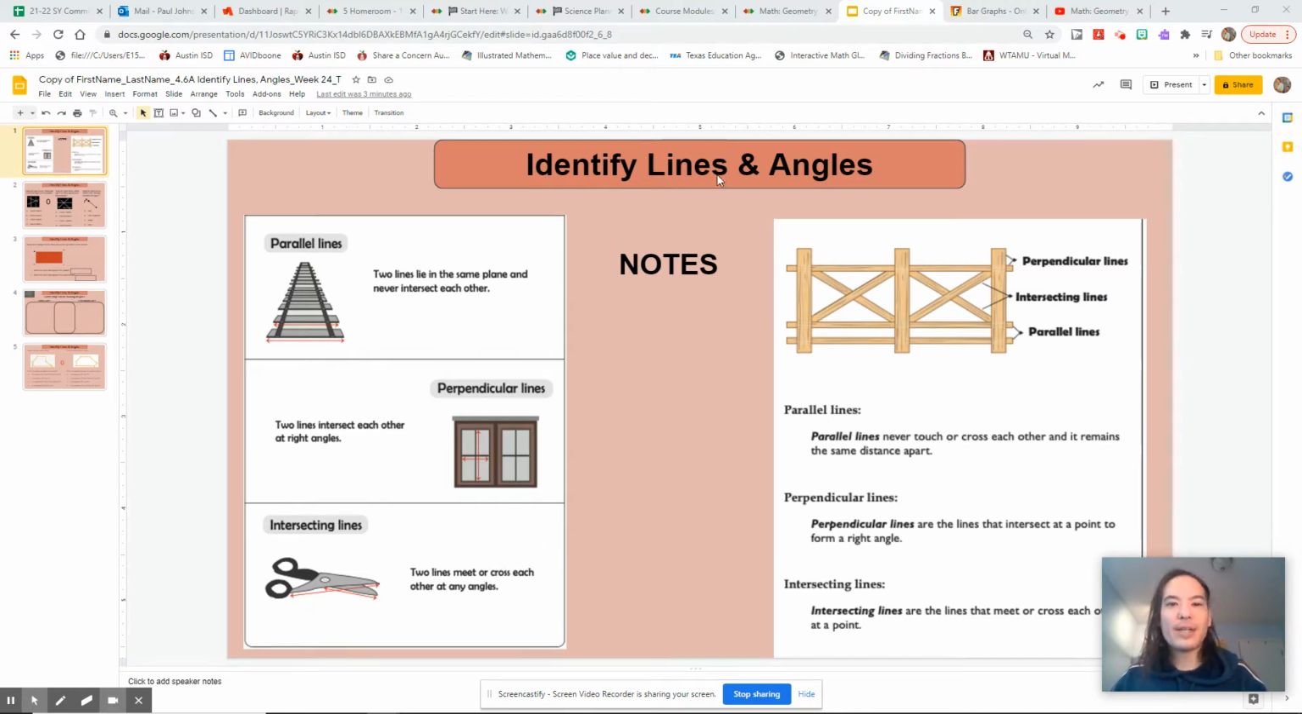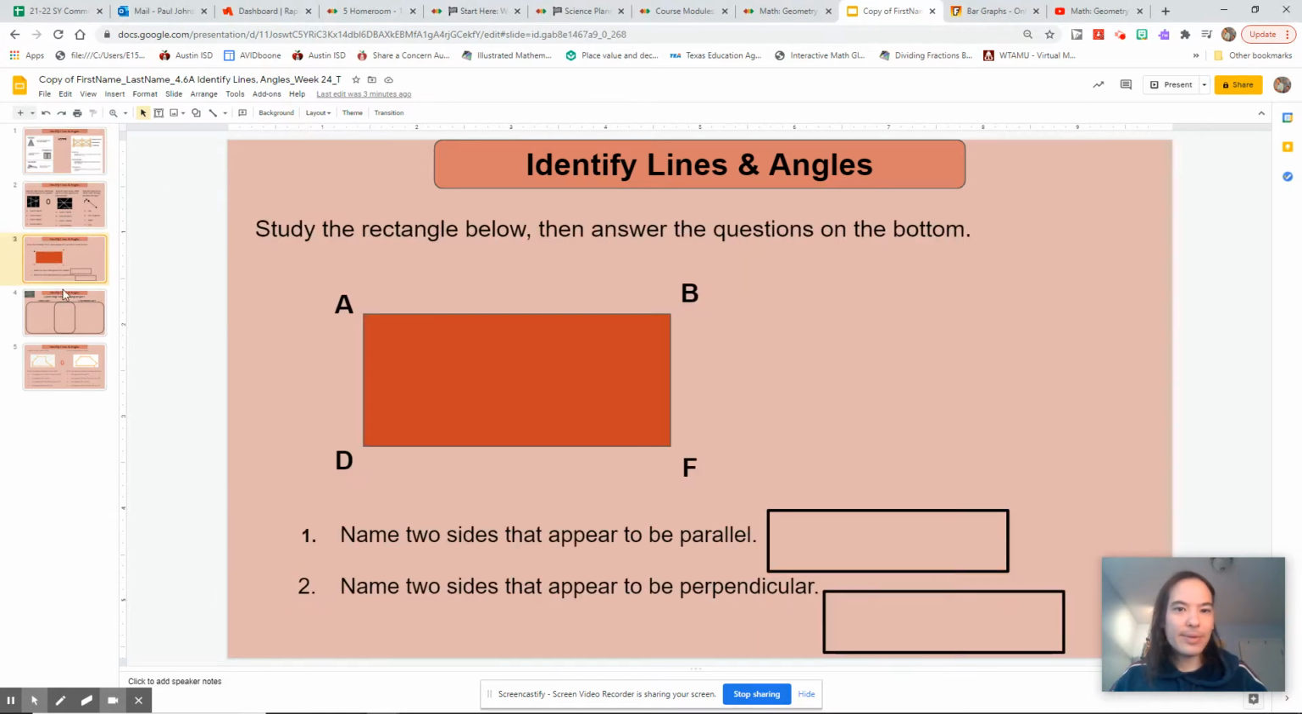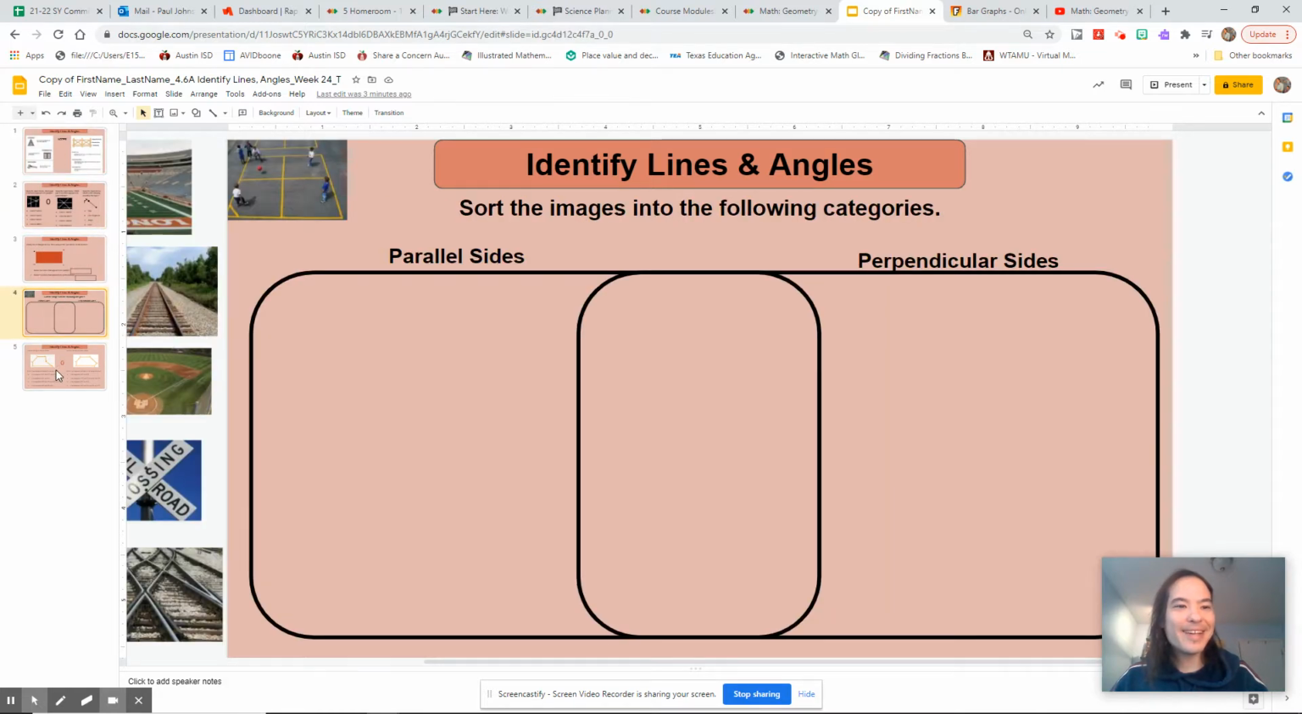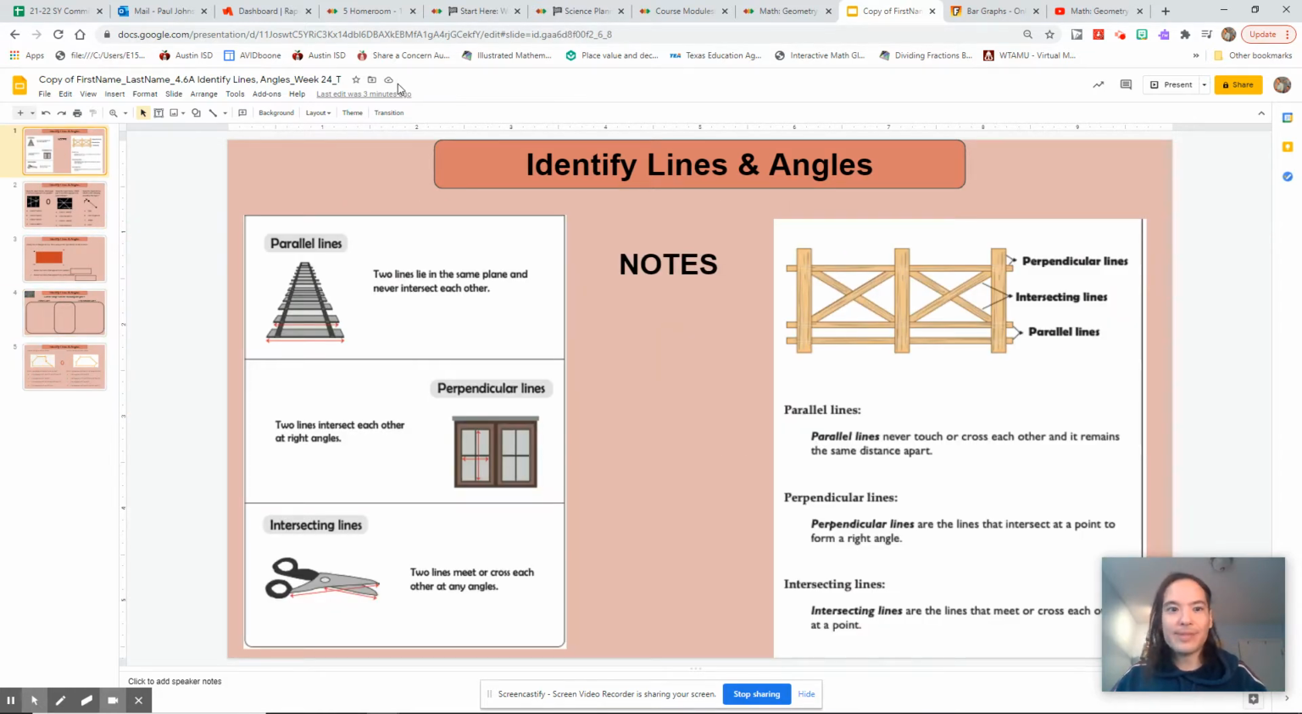Let's take a look at today's assignment. Looks like we're doing some identification of lines and angles. So I'm taking what we have learned and taking it to the next level. And this is all stuff that you'll need for fifth grade. A lot of these terms you will use over and over in fifth grade. For instance, parallel lines. That's a fifth grade term for sure. You've probably learned this before.